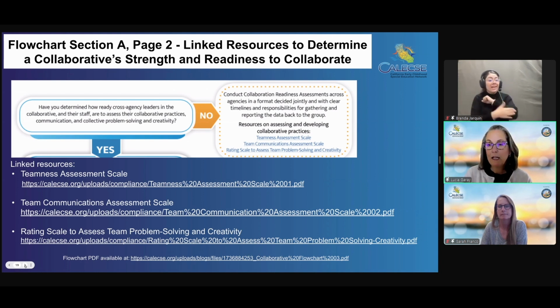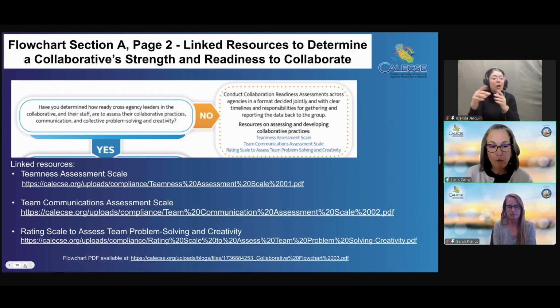But I just wanted to make sure and let you know that before you look at collaboration, you need to have that contact and that agreement across the leaders in the agencies in your region, whether it's one or a handful, hopefully not more than that, to really work on the collaboration and make it sustainable across time. So what we have in this first section is, if you've determined who those cross-agency leaders are, you can determine your readiness for collaboration or for change.